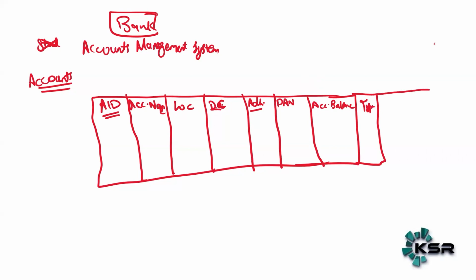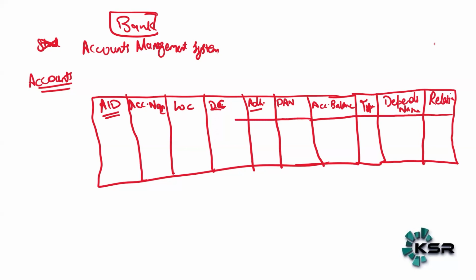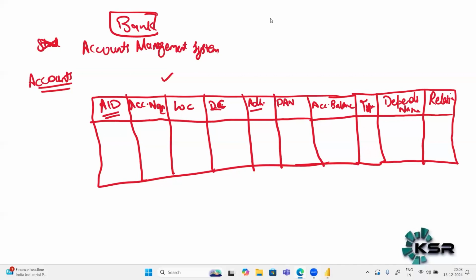So you will have dependent details also, right, guys? Dependent name, relations. You have this kind of detail in your bank? Nominees, yes. So this is nothing but nominees, right? So what is the issue here, guys? Is this a good design? How many of you say yes? How many of you say no? I think probably it's not a good design. What is the issue here?